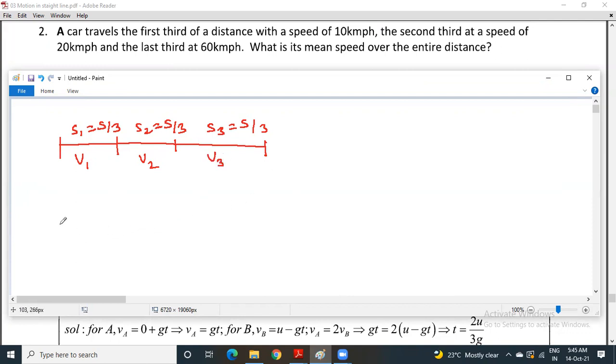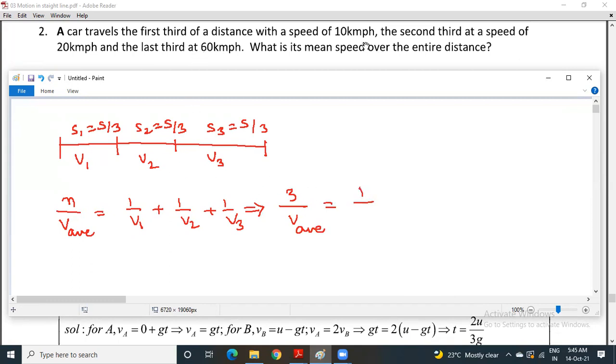Let us remind the formula for average speed when total distance is equally divided into n parts. That is, n by V average is equal to 1 by V1 plus 1 by V2 plus 1 by V3. You had this formula in the previous class. How many parts is the total distance divided into? Three parts equally. So n is equal to 3. V average is what we are looking for.